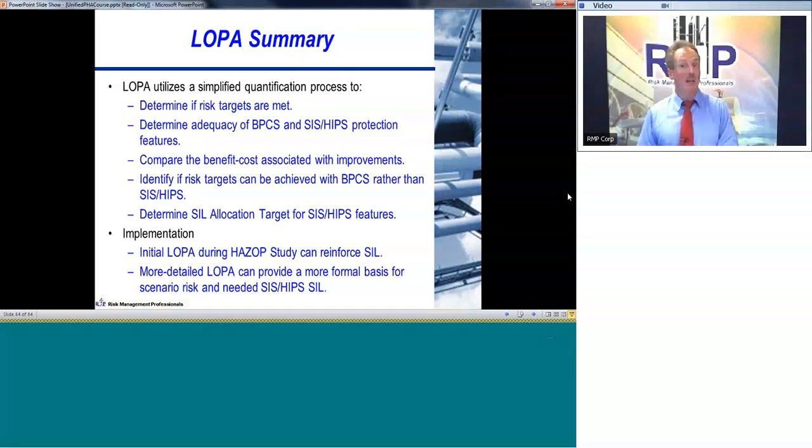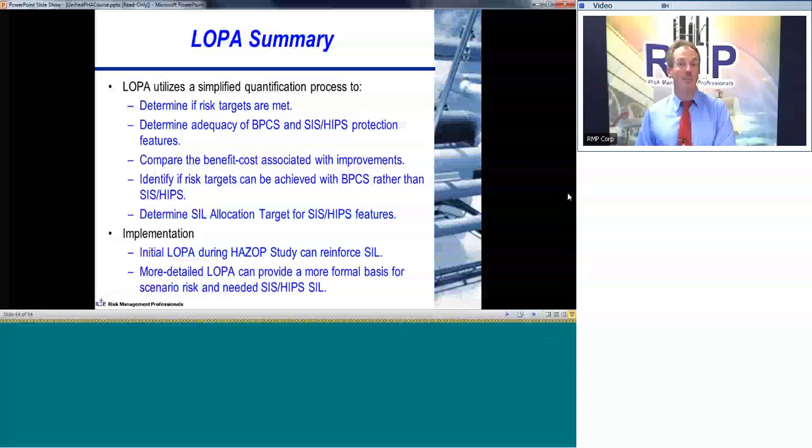When we do a layer of protection analysis, usually we'll do it in conjunction with the hazard and operability study. A lot of people do them separately, but what we found is the LOPA gets a lot more expensive because you're having to reinvent or rediscuss the scenarios, rather than as you're doing the HAZOP study, you've got the right team and the understanding of the scenario is right there.